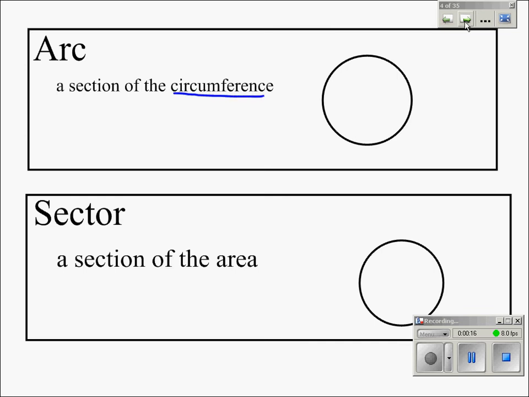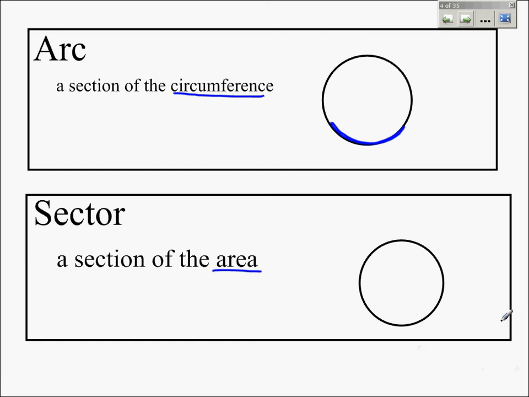So you're looking at just a certain part of the outside, out of the perimeter. You're just taking a section of it, okay? We're not going to use the whole thing, we're just going to take a section of it. Okay, and a sector is a section of the area. So it ends up looking like a pie slice or part of a Pac-Man that we had been talking about.